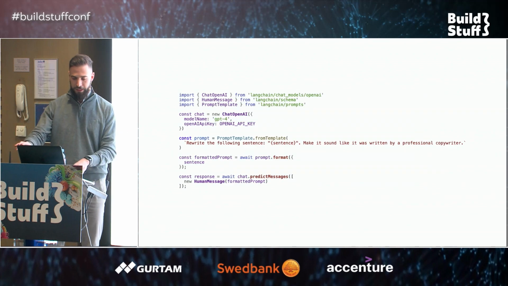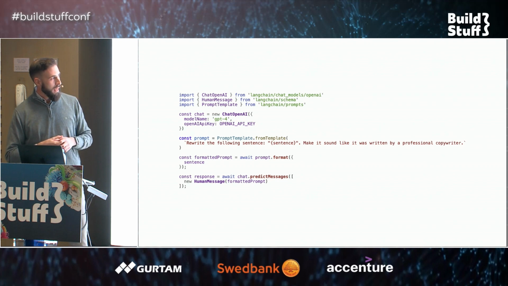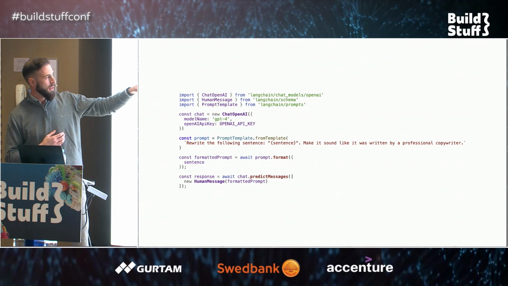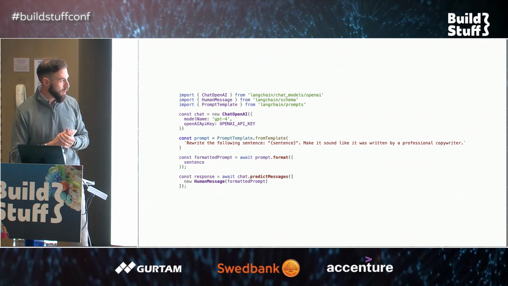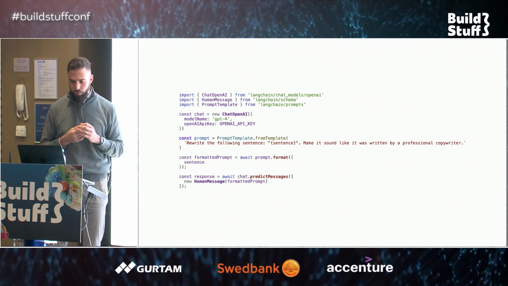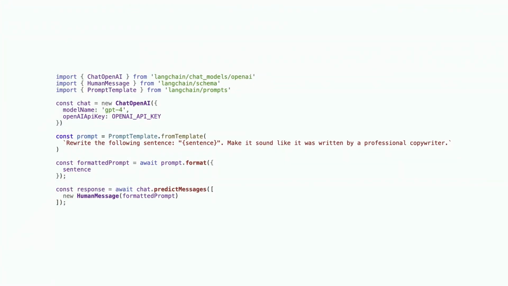Well, basically like this. Once again, we create our chat model. And then instead of directly writing the prompt, we will write the prompt template. It looks a bit like a JavaScript template string, right? So we can use the sentence as a variable and say, rewrite the following sentence. Make it sound like it was written by a professional copywriter. And then if the user entered something, then we can just say prompt.format, and then we do predict message once again.